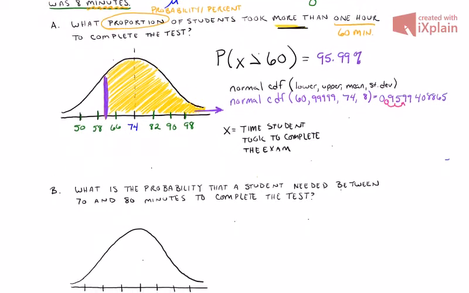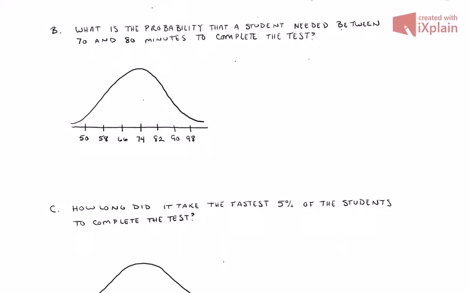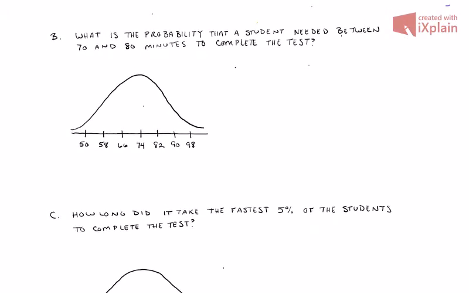So for part B, we're asked to answer the question, what is the probability that a student needed between 70 and 80 minutes to complete the test? So this time, again, once you have drawn out your normal curve, I would encourage you to draw one every time if it's not provided for you. And I would locate 70, and I'm going to say that that's maybe somewhere around here. Again, it does not have to be super exact. 80, that's somewhere in here.